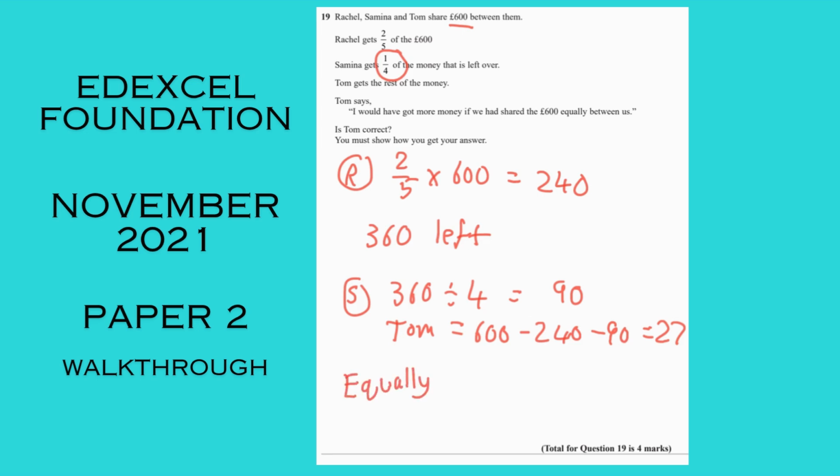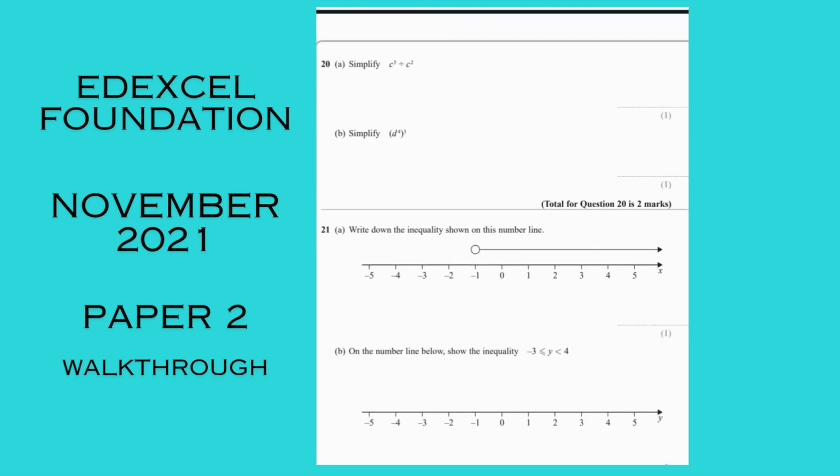Now he suggests I would have got more money if it was shared equally. If it was shared equally, we would just divide it by 3. Well, that, I'm afraid, looks like less money to me. So no. Tom's wrong. So if you want to add on about the £70 difference, feel free.